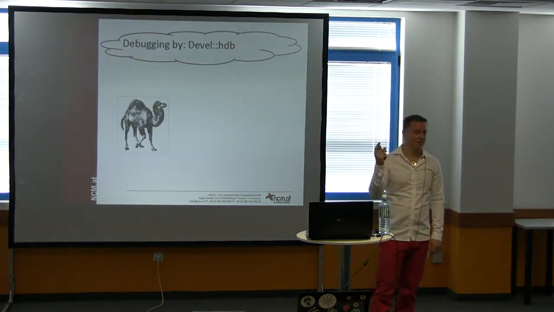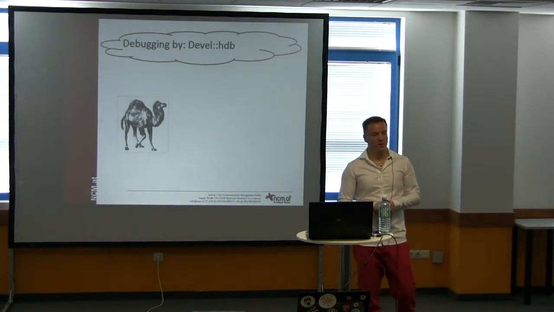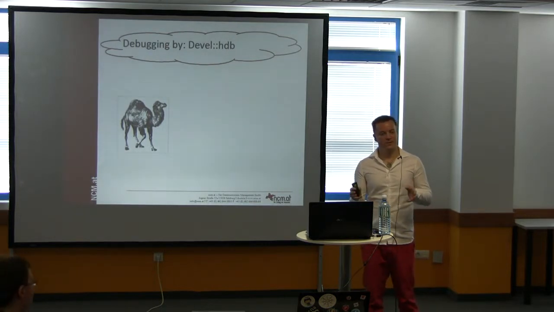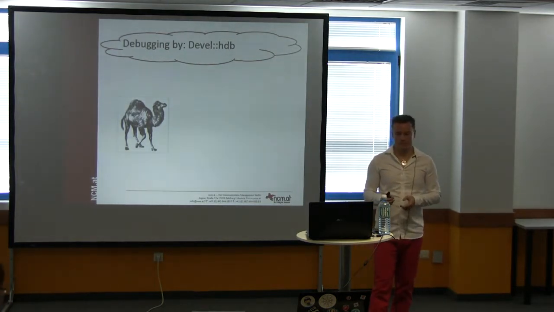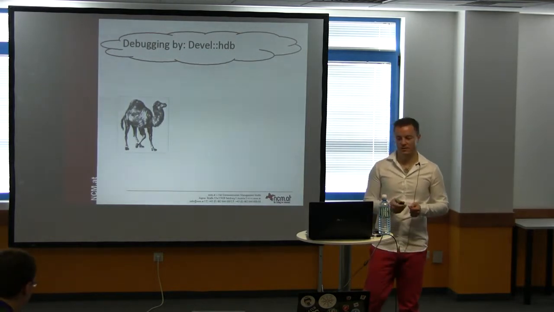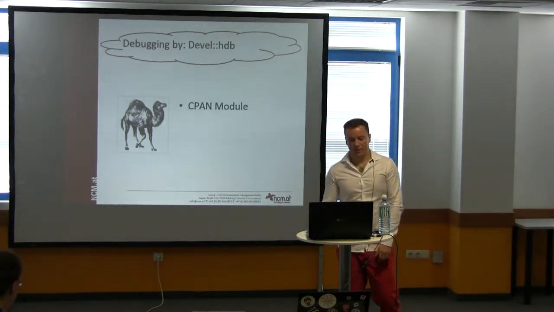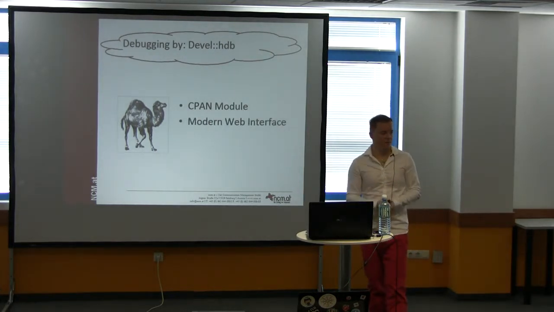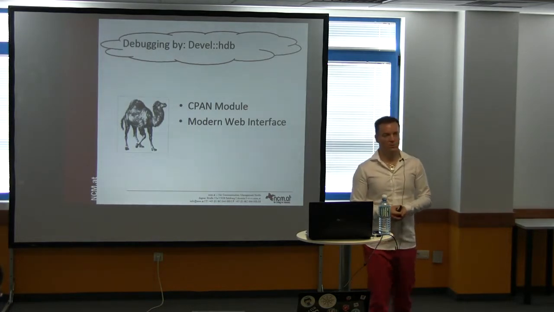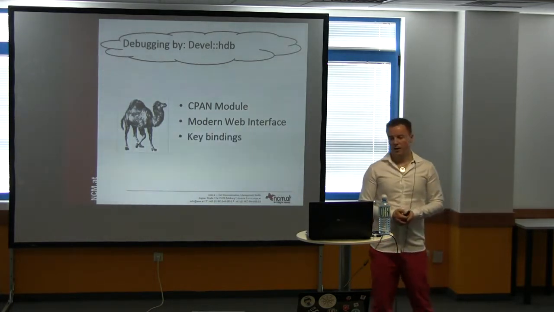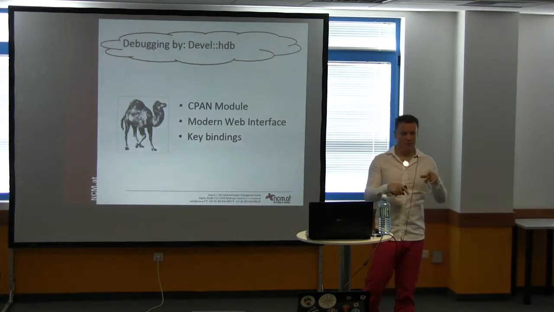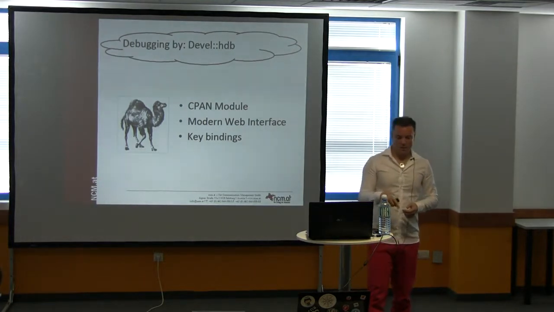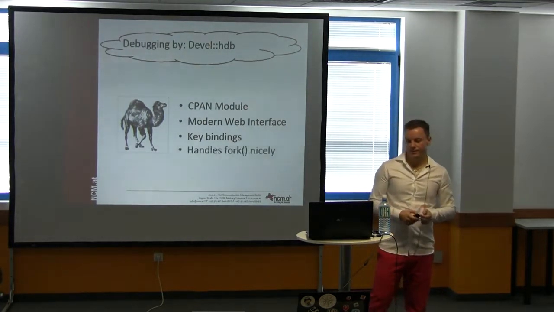That's why there's the Devel::hdb. You can think of it as a user interface for the Perl debugger, and really nice user interface. So, what is it? Of course it's a CPAN module. It has a nice Twitter Bootstrap user interface. It has all the key bindings that you used from the Perl debugger from the command line.